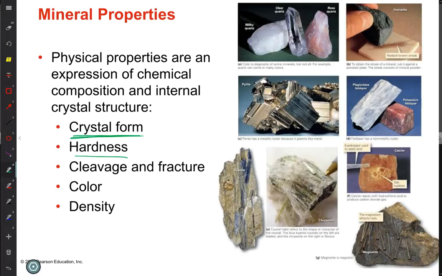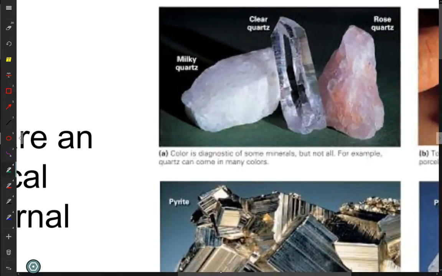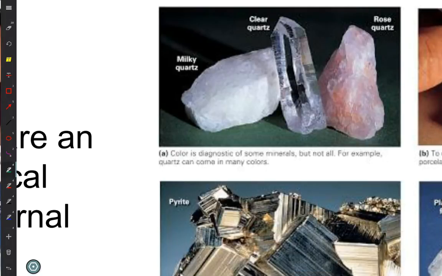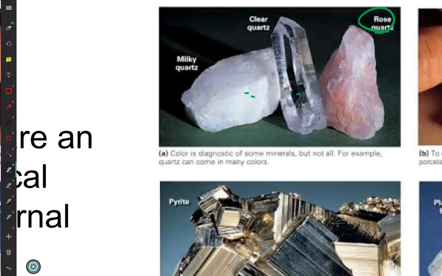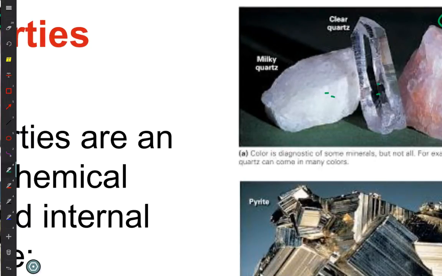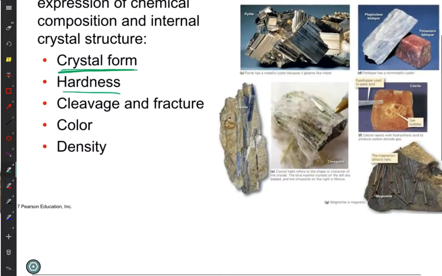The color, clearly you can see different colors here. These are all quartz, but they look different. You have the rose quartz, it's got a pink color, milky quartz, doesn't look very special to me, and clear quartz. This one here, the rose quartz, has an impurity to give it that rosy color. These two here may be chemically identical, but they're slightly different. I said they may be. It could also be that they're put together just a little differently, or you could have something in there that's giving it the color. And then you have the density.